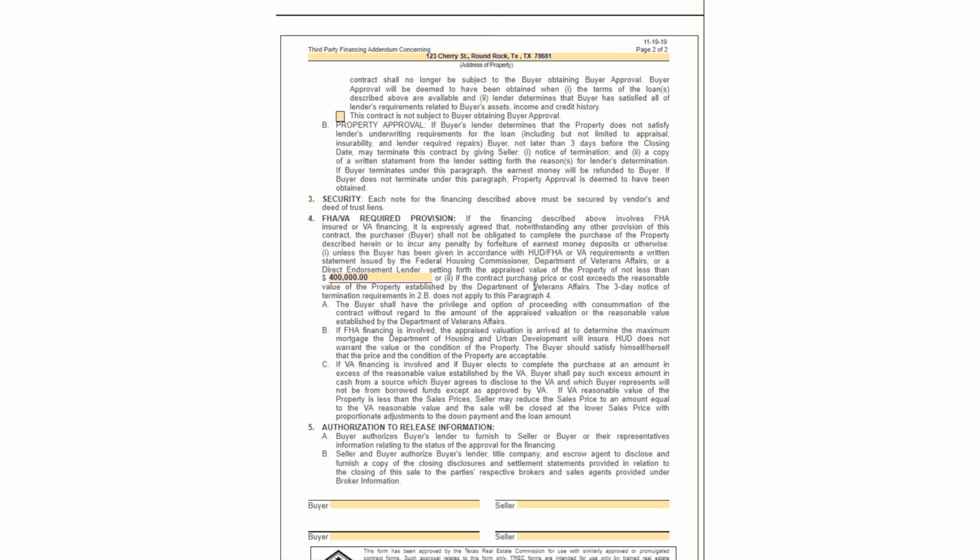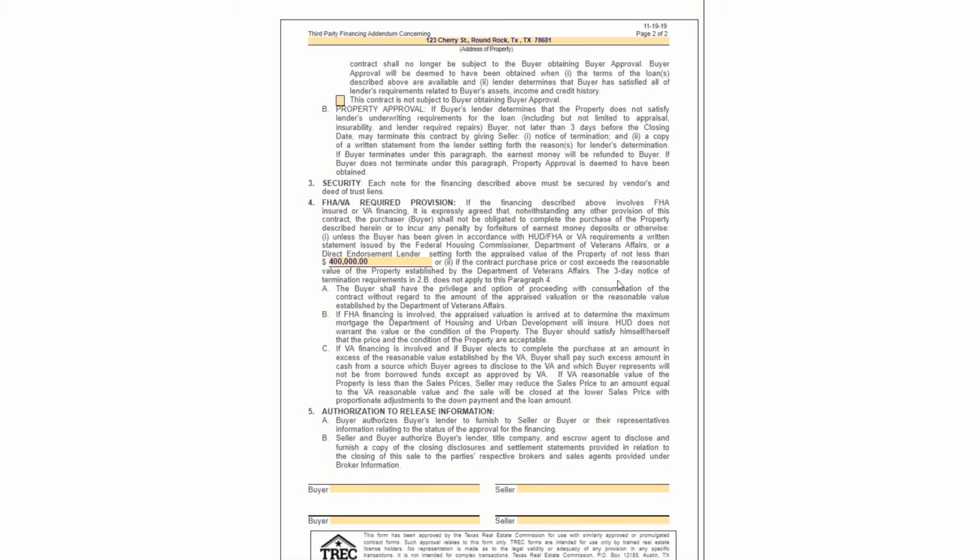And then, if the contract purchase price or cost exceeds the reasonable value of the property established, the 3-day notice of termination requirements in 2B does not apply to this paragraph 4. So up here, the lender had to give notice, and the buyer has to let the seller know not later than 3 days before the closing date that the property did not appraise. But here, there is no 3-day requirement. They can terminate the last day. So the day before closing, if it did not appraise, the buyer could get out.